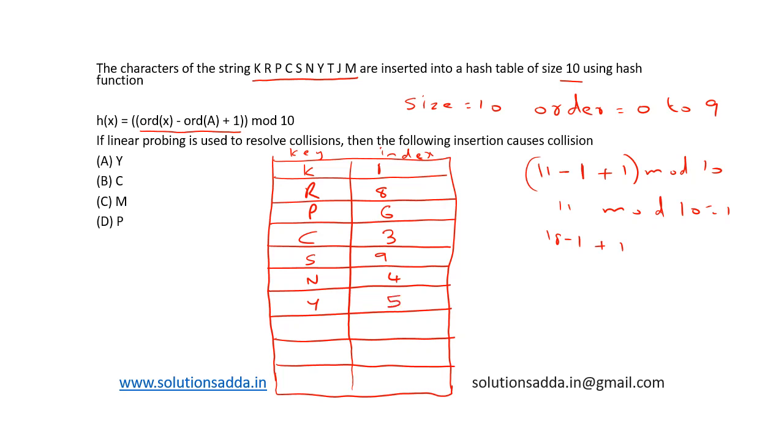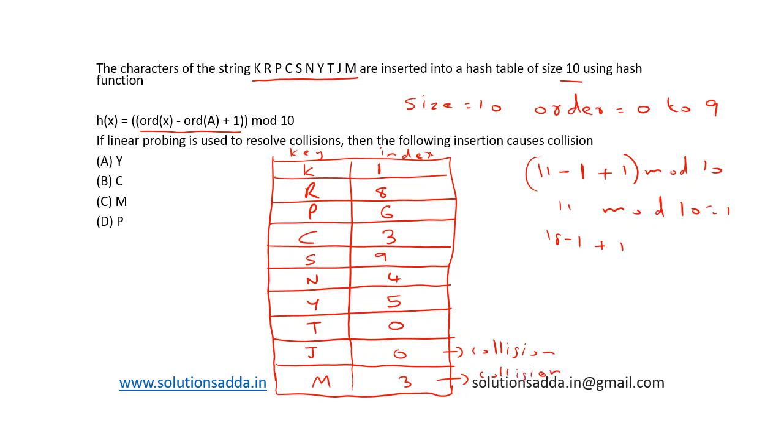Next one is T. T is at location 20. 20 mod 10 is 0. Next location is J. J is equal to 10. 10 mod 10 is equal to 0. So here collision has occurred. And the next one, M. M is at location 13. So 13 mod 10 is equal to 3. Here also collision has occurred.